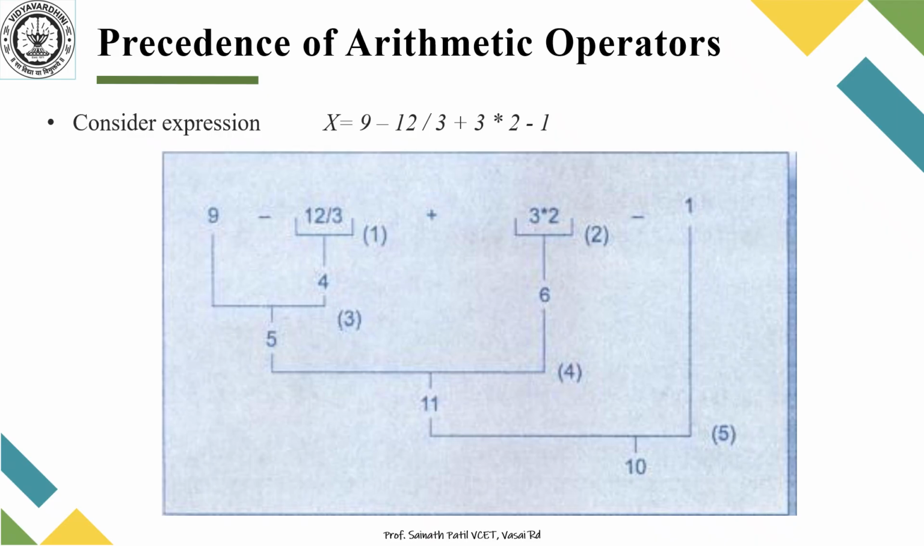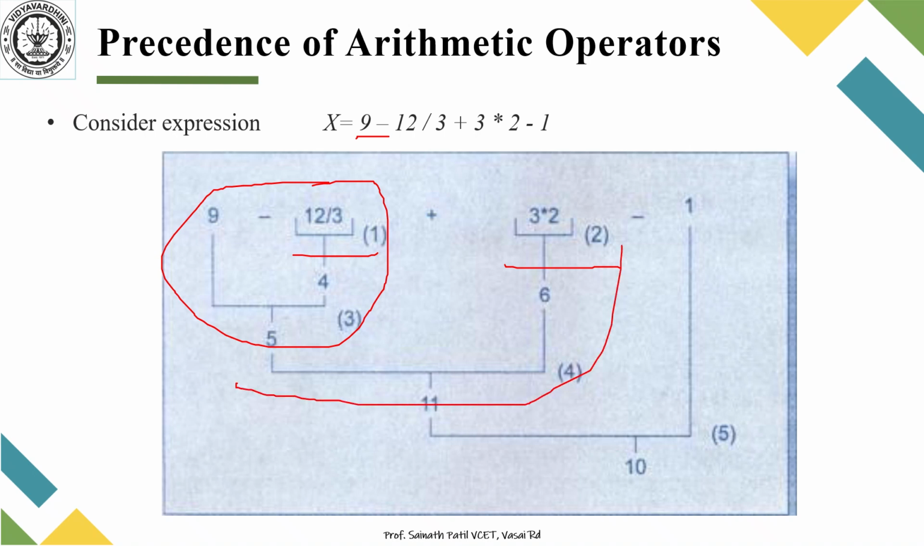Now let's look at the expression using operator precedence. So in this case 12 divided by 3 gets executed first or calculated first. Then 3 into 2 calculated second. Then 9 minus the result of division, that is calculated third. Then the result of that subtraction will get added with this. Then at the end, last subtraction will be done.